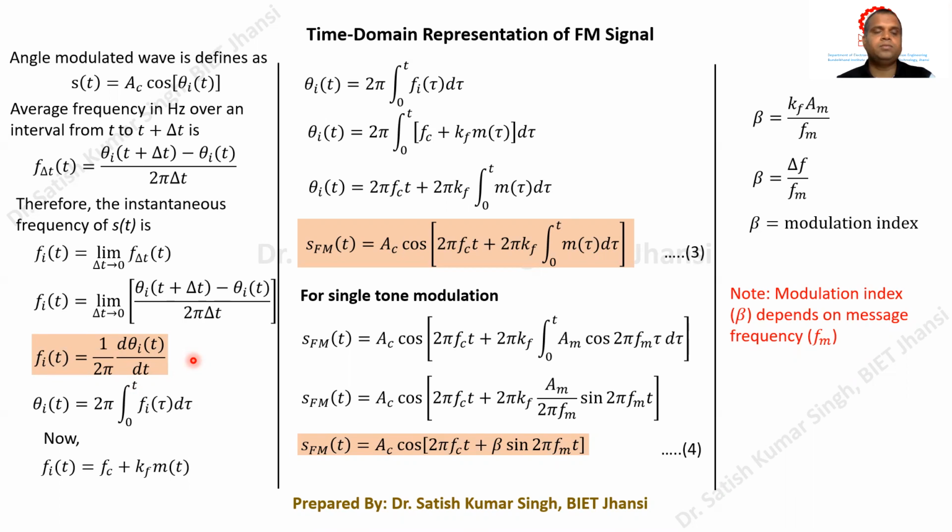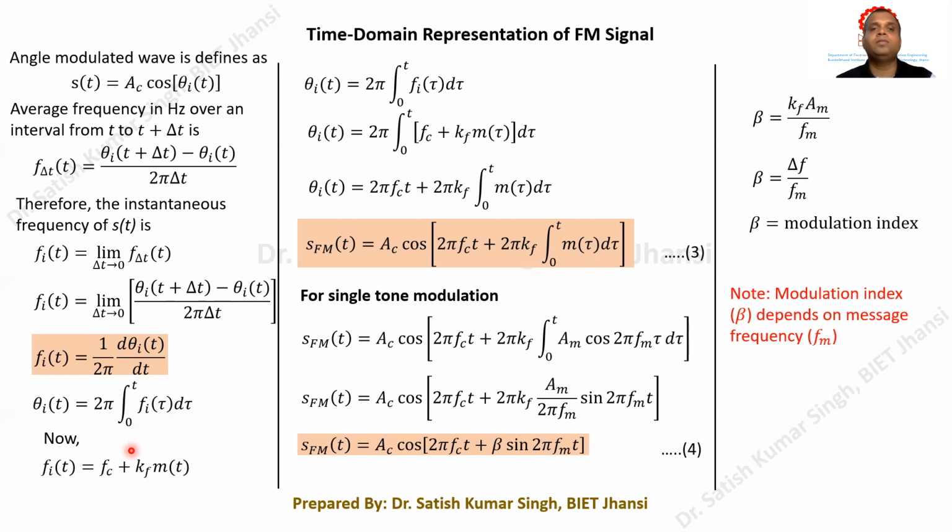Now we can have another definition of theta i(t). It can be calculated by integrating over the time interval 0 to t, with 2 pi multiplied, the instantaneous frequency f_i(tau) d tau. Tau is a dummy variable, taken just for the purpose of integration. So this is another definition of theta i(t): 2 pi times the integral from 0 to t of f_i(tau) d tau.